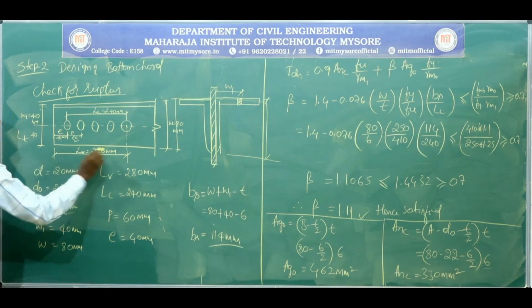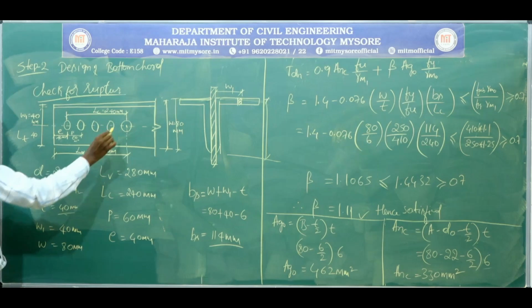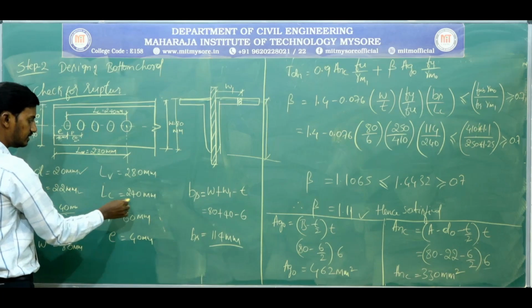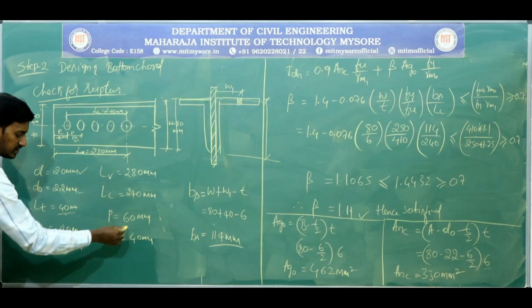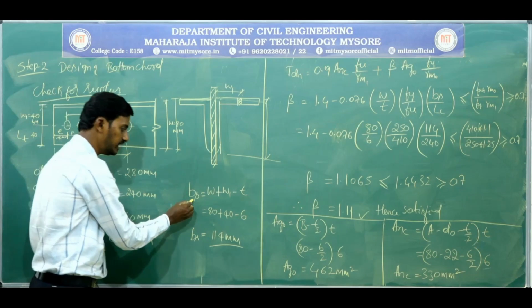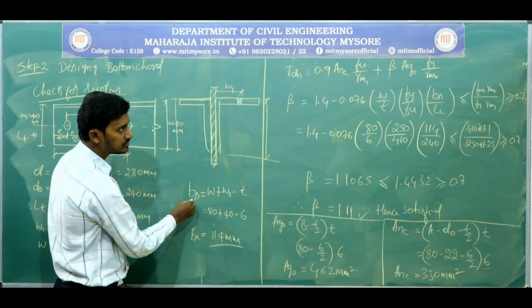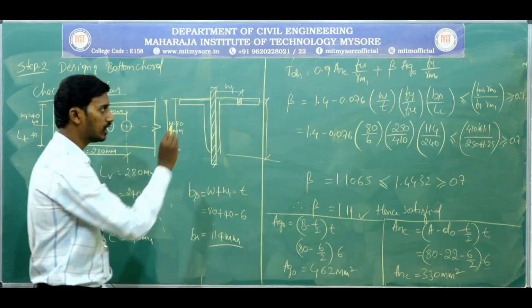LV means what? I just told you, 280 millimeter, that is the shear lane total length. And LC is the 240 millimeter length of the connection. P is the pitch distance, E is the edge distance. With the help of this, how to calculate BS? BS we needed here, a formula.